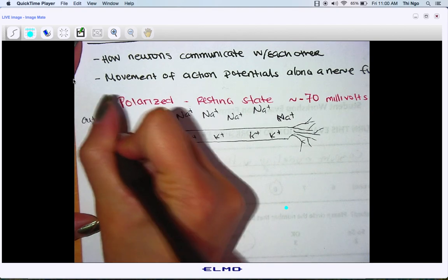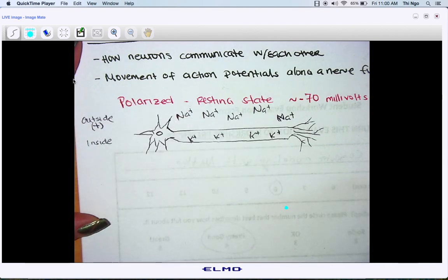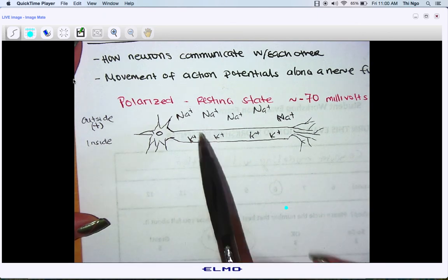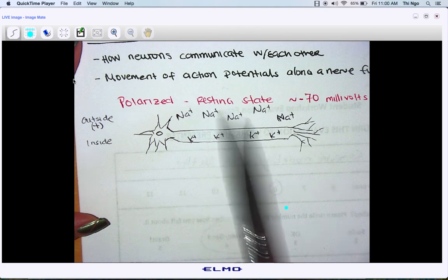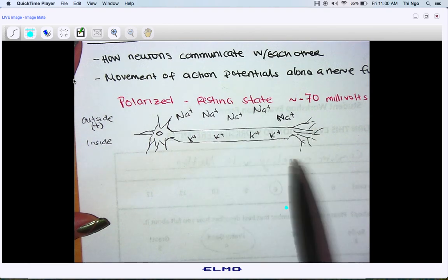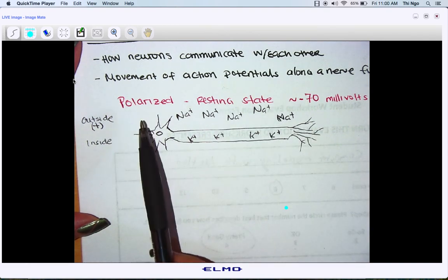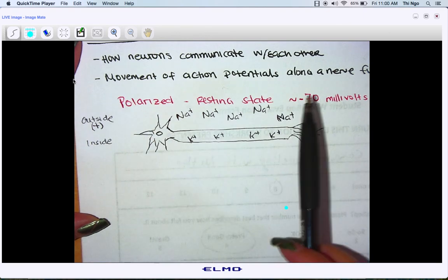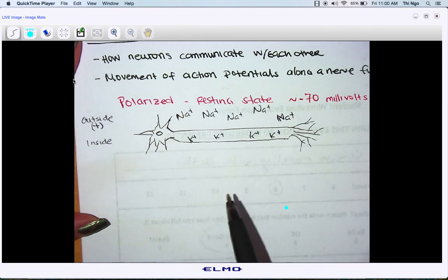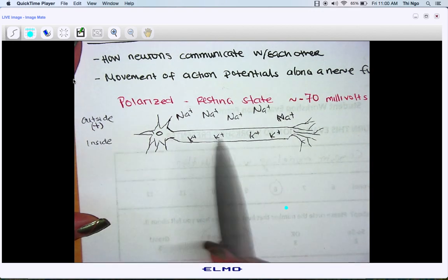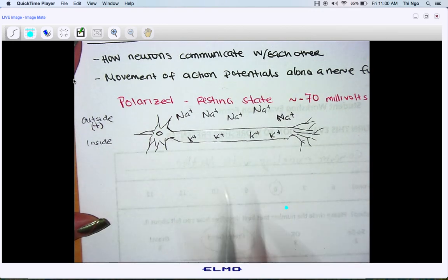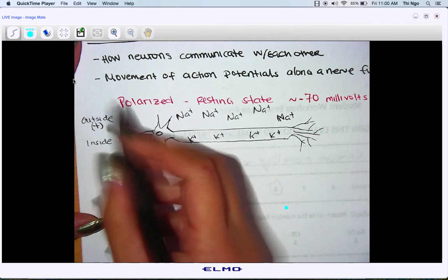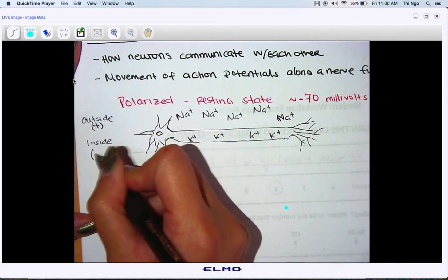How do you know it has more positives? So you just count the pluses. On the outside we have 1, 2, 3, 4. Well, this is what's known as a polarized state. During the polarized state, you have a more positive outside than inside. That's just the definition of polarized. On the inside, you have fewer positives, but we're not going to write the inside as less positive. We're actually going to call the inside more negative.